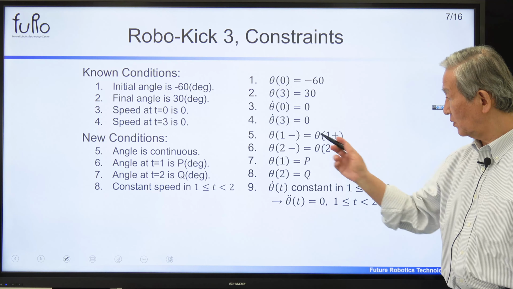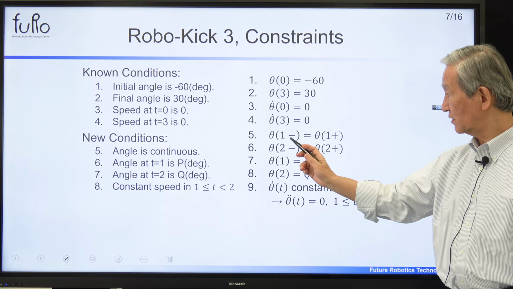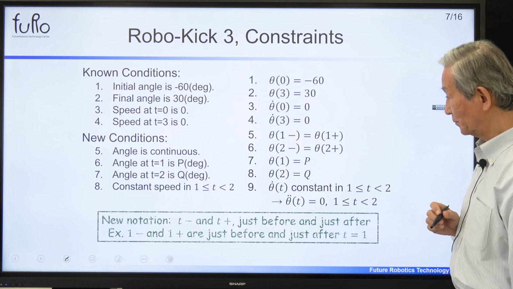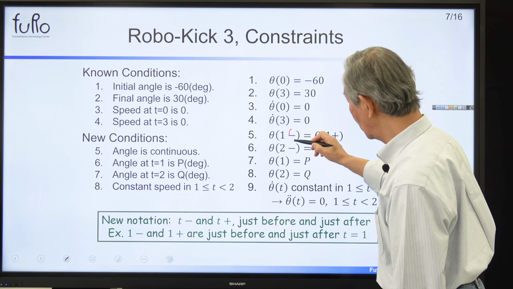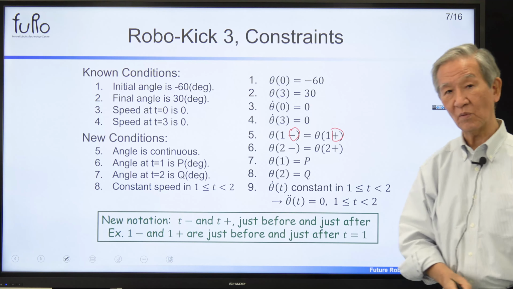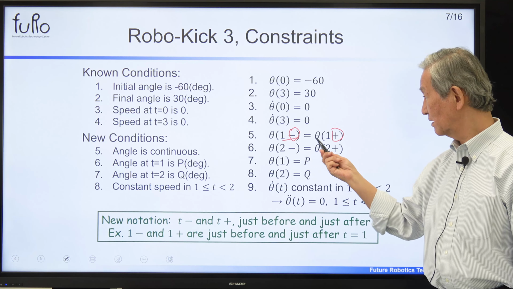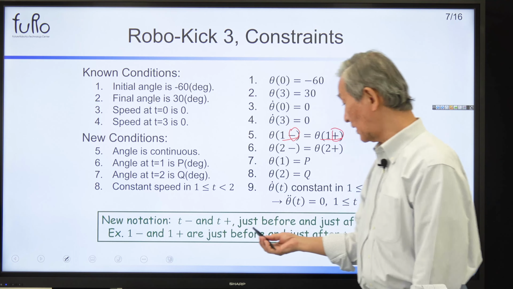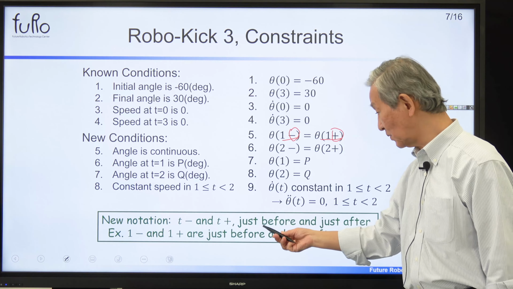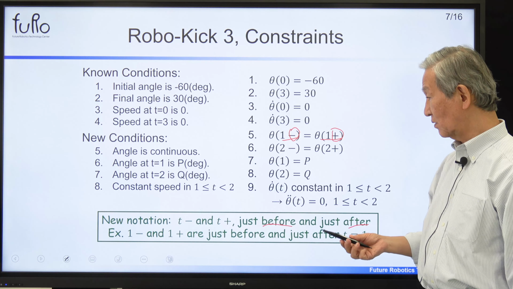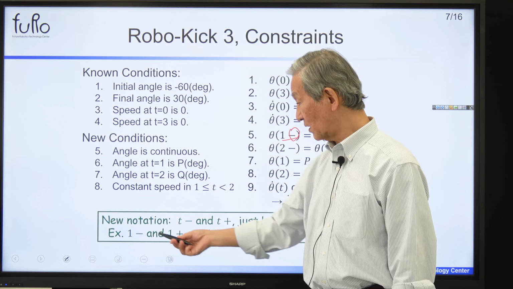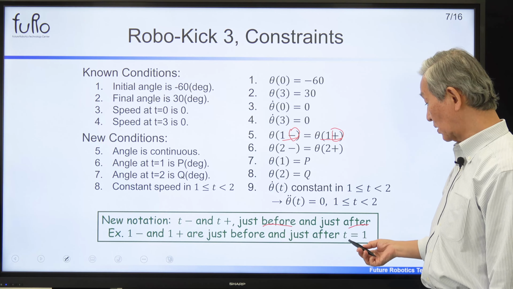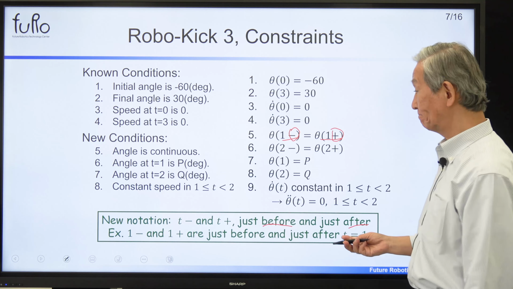1, 2, 3, 4, the first 4, and 5 at time t equal to 1 and time t equal to 2, and everything. Here, we use this new notation, 1 plus, 1 minus. Are you familiar with those? If not, those minuses and pluses are for just before and just after whatever the value is. So, for example, 1 minus and 1 plus mean just before and right after time t equal to 1. Okay?